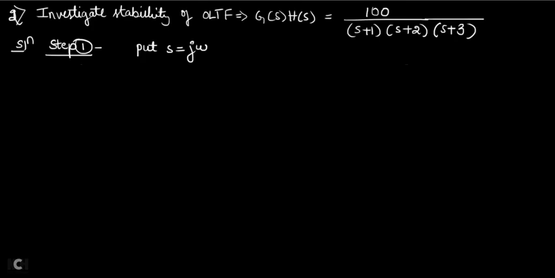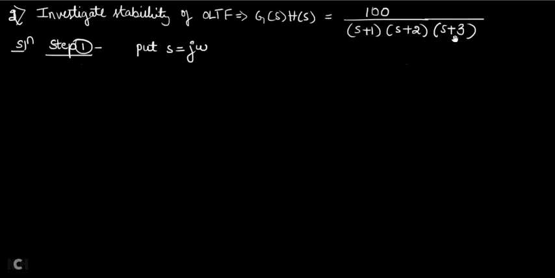Consider the second numerical example on Nyquist plot. As I told in the previous lecture, please follow the generalized steps for all the problems. So consider a problem like this. G of s into H of s is given as 100 by (s plus 1) into (s plus 2) into (s plus 3).